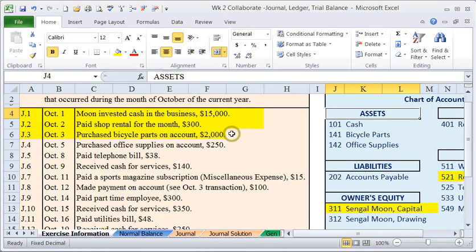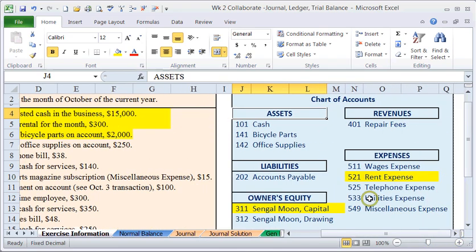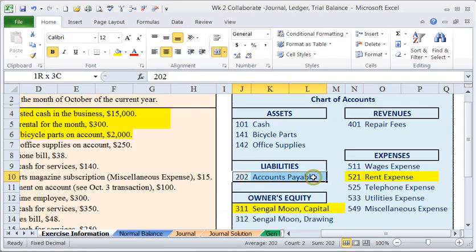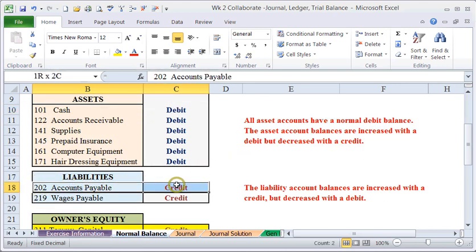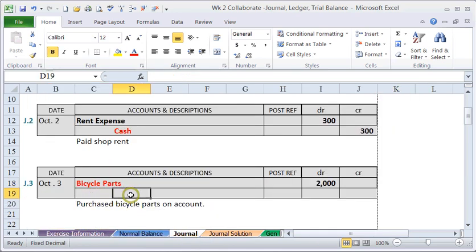He made this purchase on account. If you remember from last week, whenever we purchase something on account, that means it was purchased on credit, and we're going to increase the balance in accounts payable. Accounts payable is a liability account. Accounts payable has a normal credit balance, so we're going to increase the balance in accounts payable with a credit of $2,000. Debits equal credits. We've kept it even.